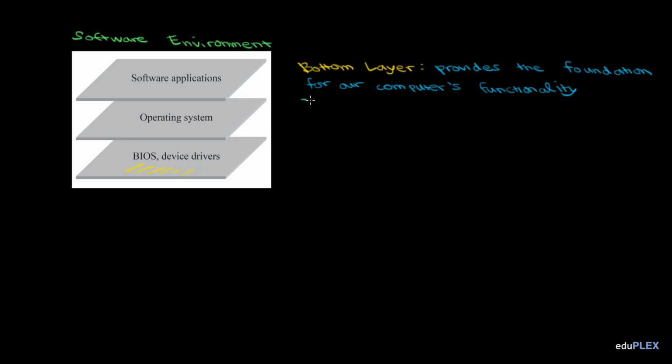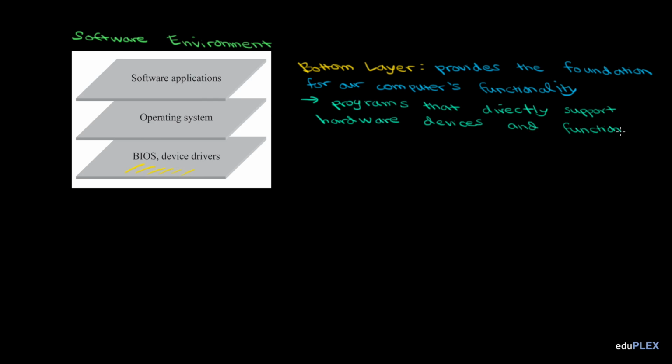We can think of the different types of software in our computer as being organized in a software environment, which is essentially three functional layers of software types. The bottom layer of this software environment provides the foundation for our computer's functionality, and it includes programs that directly support hardware devices and functions. This includes something called BIOS and device drivers. Let me explain what those are.